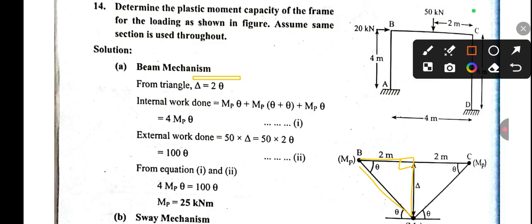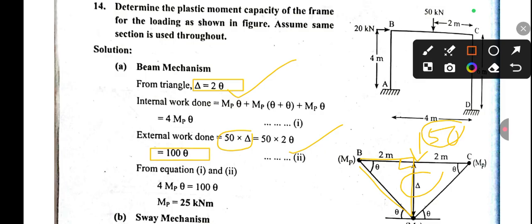First we have calculated from the right angle triangle delta equal to 2 theta, and for the external work done we just need to multiply this load by the deflection. The load is 50, and 50 into this delta, so external work done means 50 into delta. In the place of delta we can write 2 theta, so external work done will be 100 theta. Now we need to calculate the internal work done.